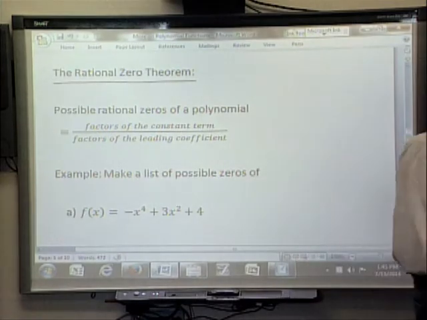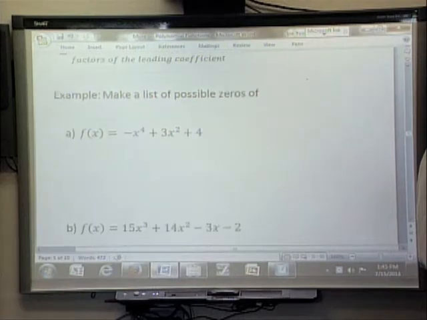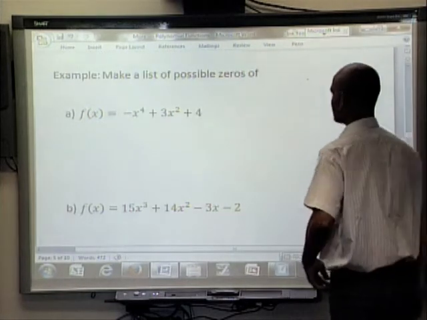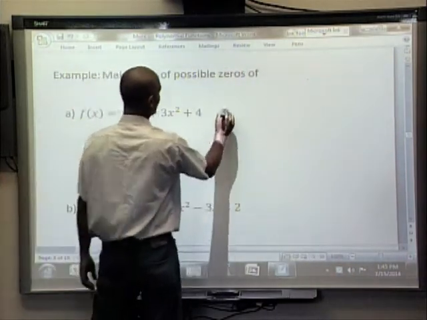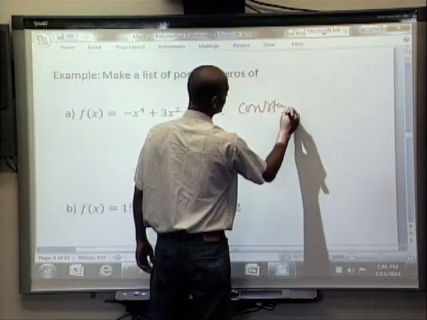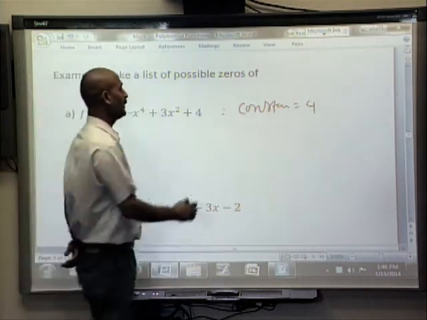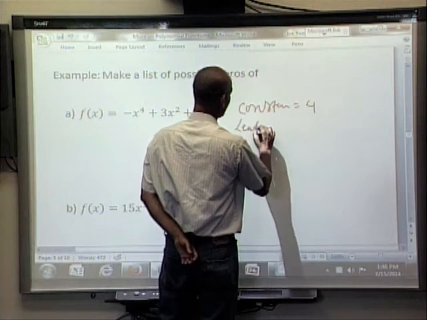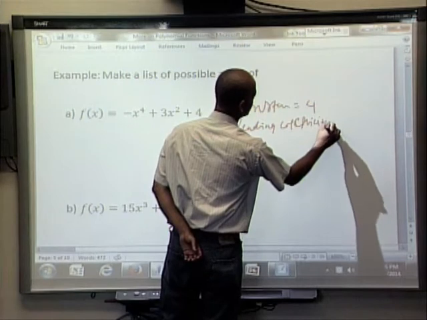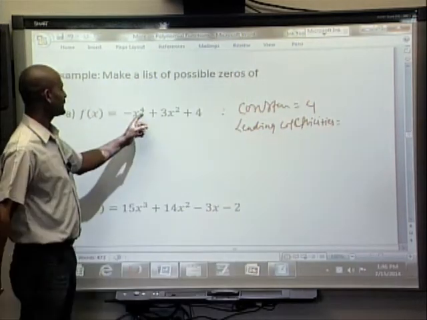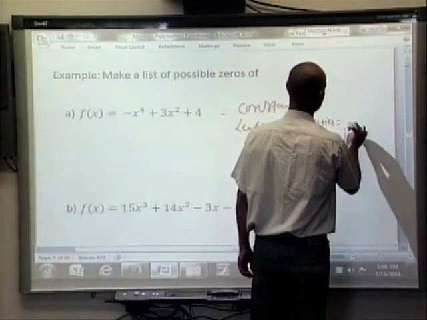Well, let's see what we mean by this rational zero theorem. This is a very important theorem for whatever is coming next. So, it says make a list of all possible zeros. If we look at this polynomial, the constant term is 4, that does not have an x, that is the constant term, and the leading coefficient means the number that multiplies the highest exponent. So, the highest exponent is x to the 4 and the number multiplying it is -1. So, the leading coefficient is basically -1.